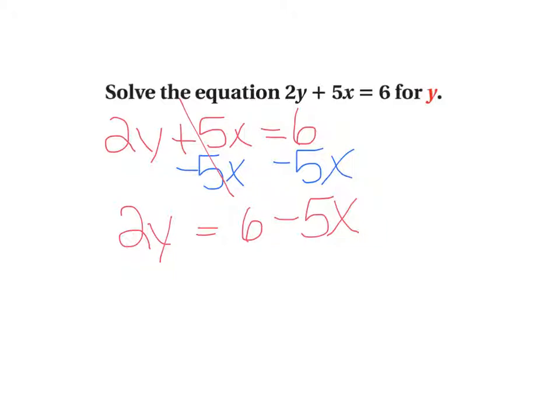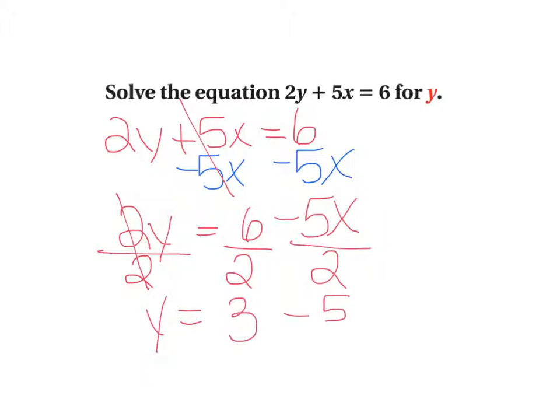Great. Now we have one last step to do. Since I'm multiplying 2 times y, the inverse is to divide. So I have to divide every term in my equation on both sides by this 2. 2 divided by 2 is 1, and I now have the y by myself. 6 divided by 2 is 3, minus 5 halves x. Pause the movie and write these notes into your math notebook.